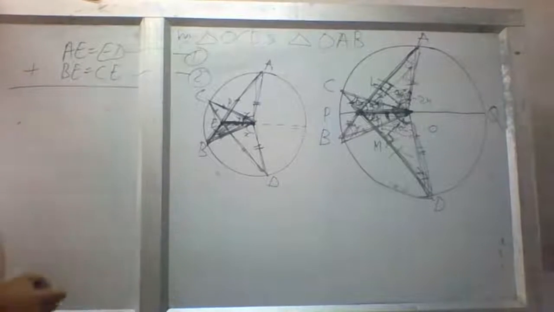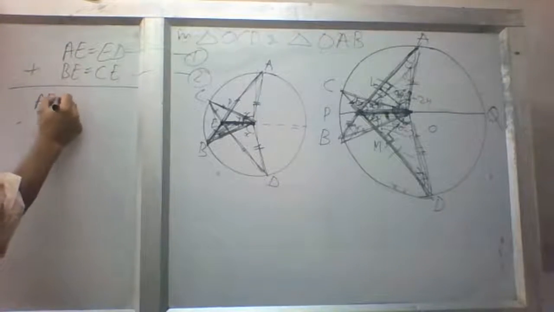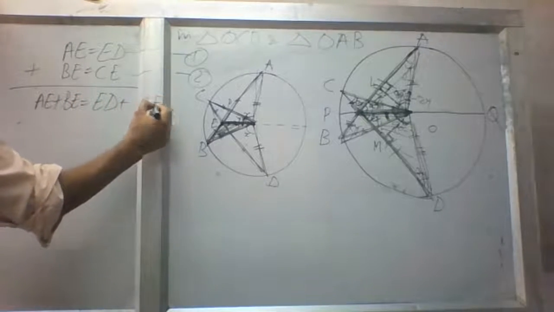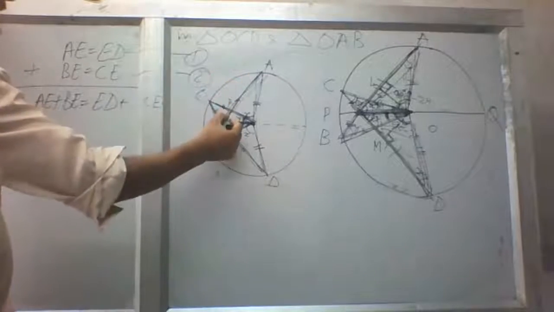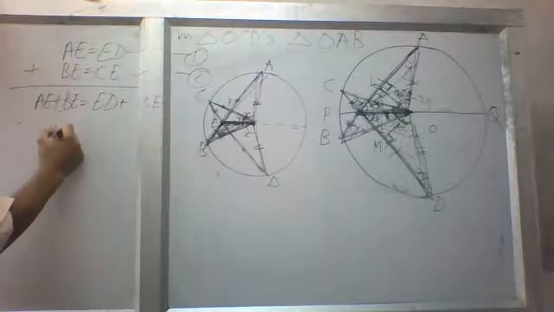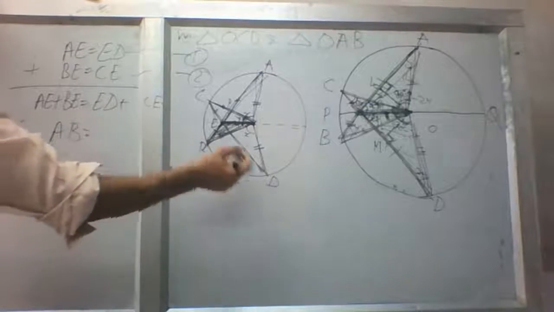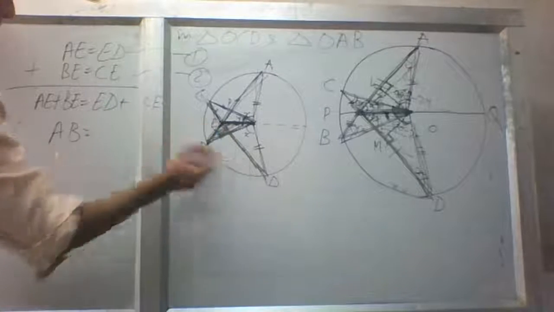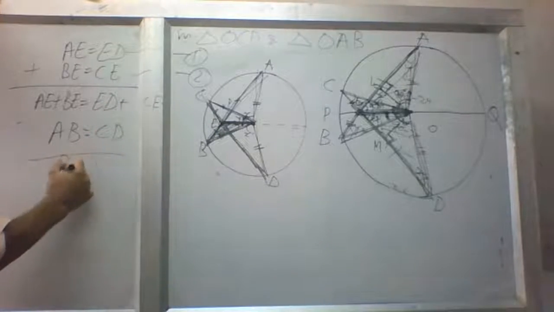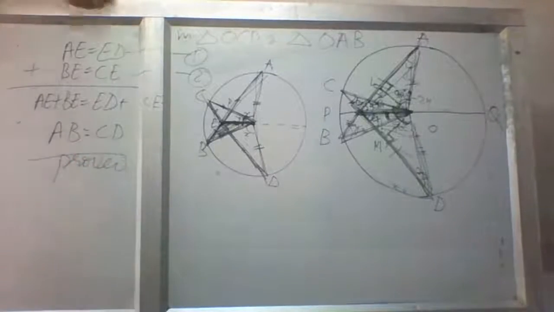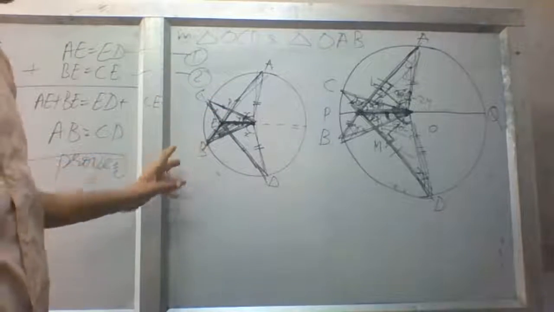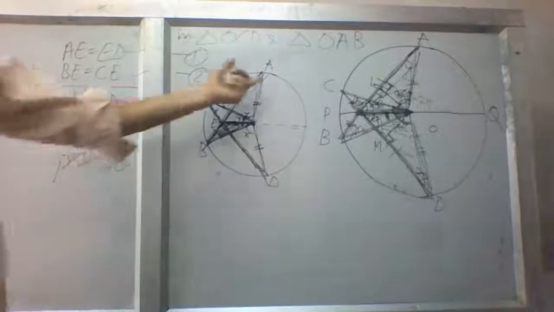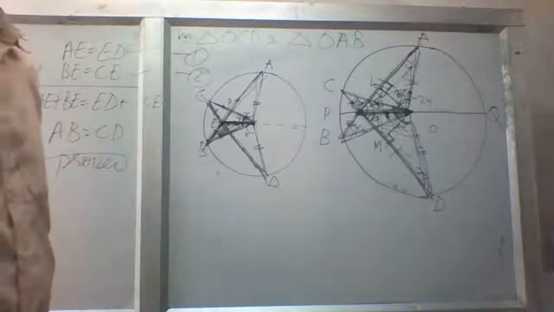Adding both these equations, you got AE plus BE is equal to ED plus CE. AE plus BE is equal to AB. ED plus CE is equal to CD. Proved. This plus this is equal to this, and this plus this is equal to this, as these were all equal, so AB is equal to CD.